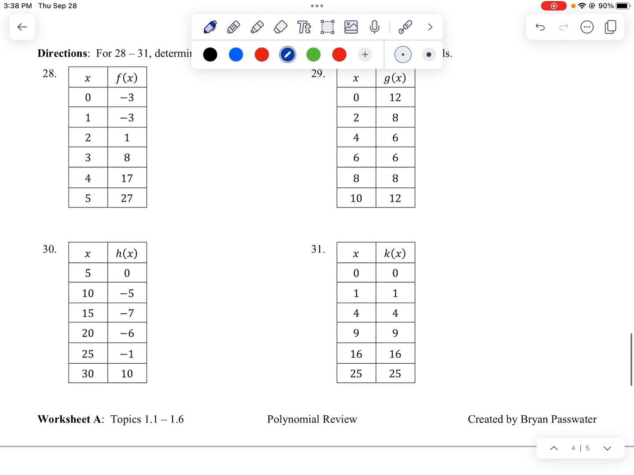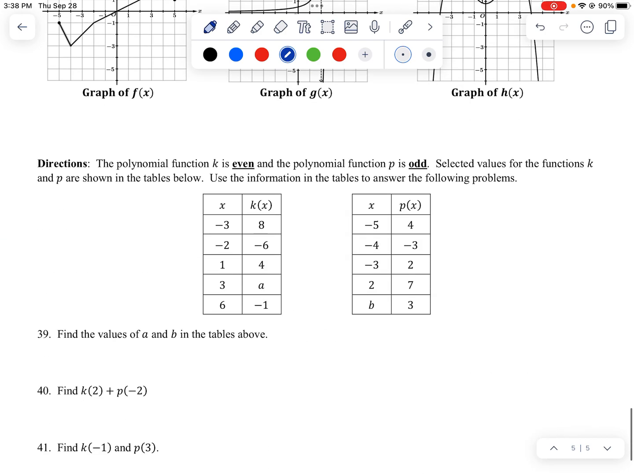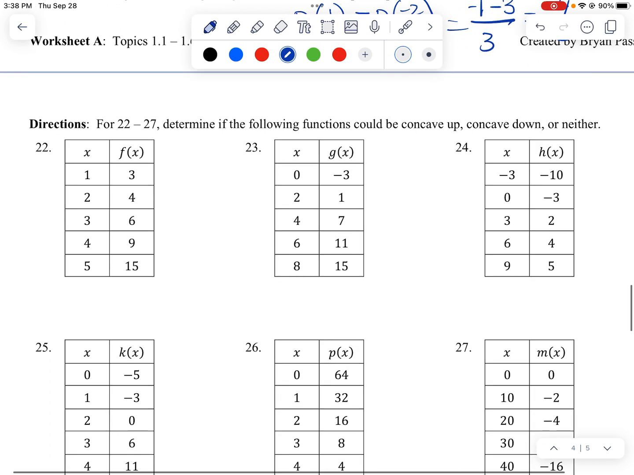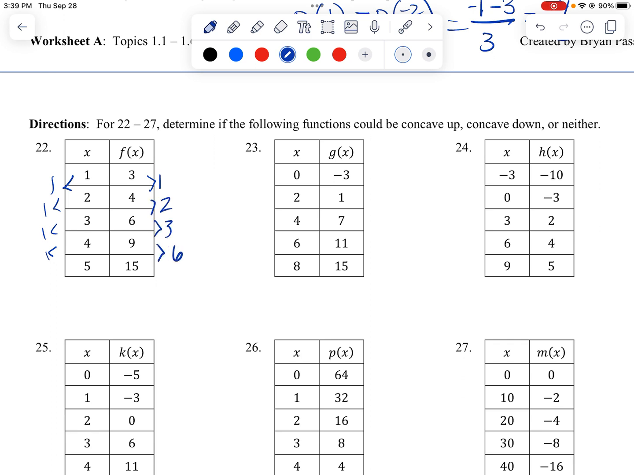All right, determine if the following are concave up or concave down. So let's see. The nice thing, I noticed that these are all going up by 1s. This is going up by 1, 2, 3, 6. So the rate of change is increasing. So the average rate of change is increasing. So it's concave up.